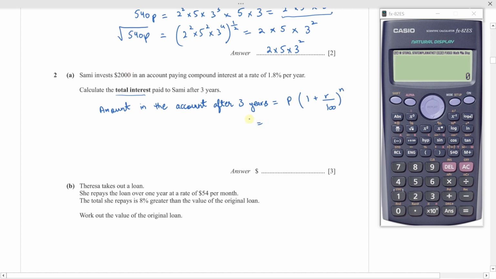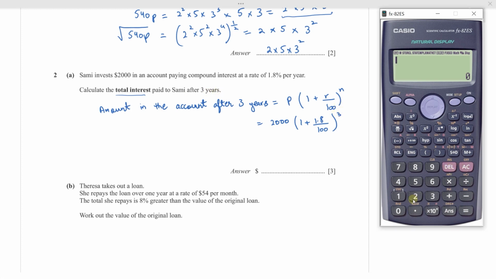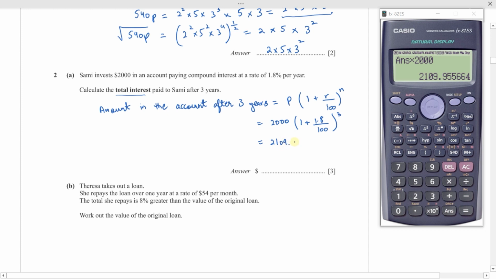So your principal is $2,000. 2000 into 1 plus your rate, which is 1.8% over 100, and the time is 3 years. So let's calculate this: 1.8 divided by 100 plus 1, and power 3, and then multiplied by 2000. So this is 2109.96. So $2,109.96 will be the amount in the bank after 3 years.